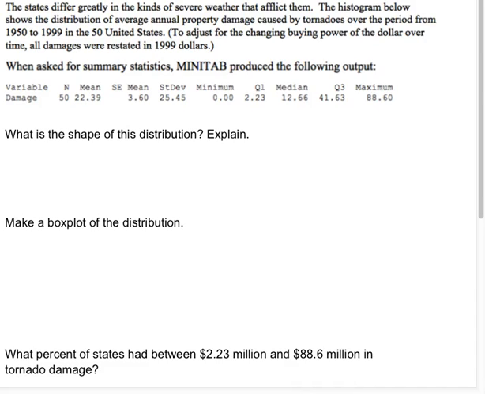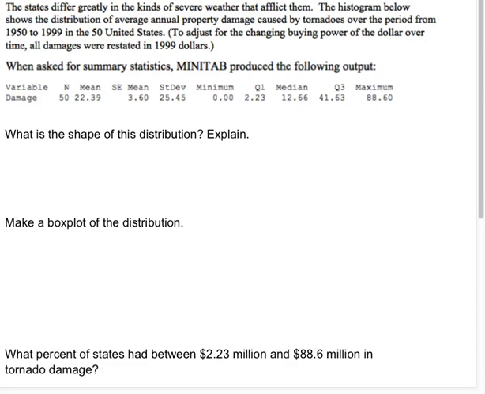One last thing. All right, so the states differ greatly in the kinds of severe weather that afflicts them. The histogram below shows the distribution of average annual property damage caused by tornadoes over the period from 1950 to 1999.